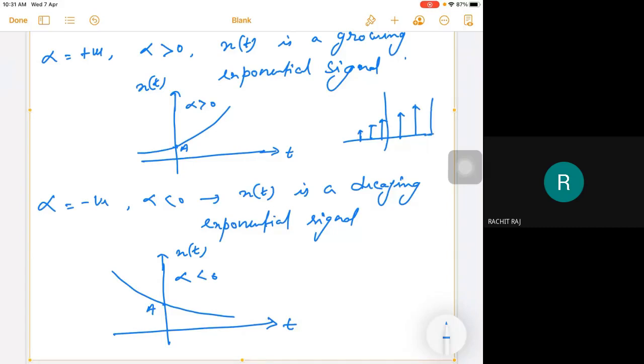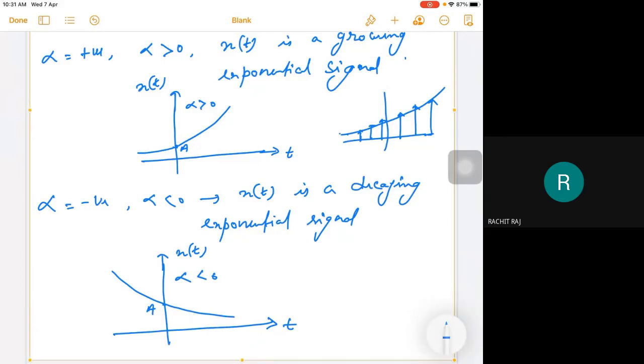So that will be like that. Okay, so decreasing and increasing, both you can design very easily.